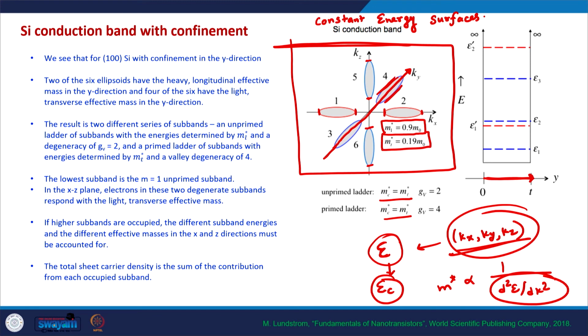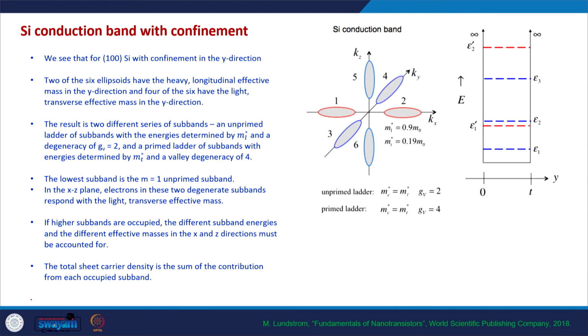So, what happens now is that because of these two kinds of effective masses, there are two kinds of energy levels generated in the system. Since we have two kinds of electrons now in the system, one kind of electrons have double degeneracy because there are two ellipsoids in the longitudinal direction and their mass is more, and another kind of electrons have less mass, the transverse effective mass, and their degeneracy is 4 because there are 4 ellipsoids corresponding to the transverse direction.